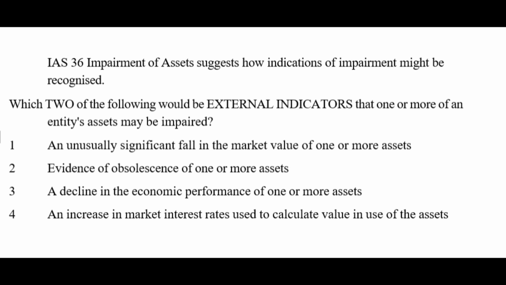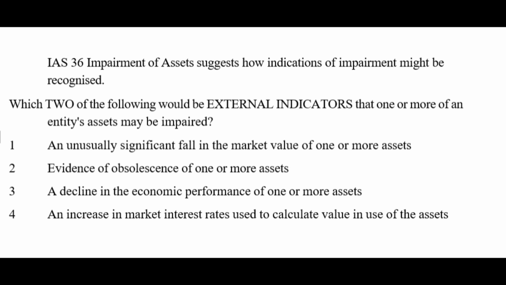Evidence of obsolescence of one or more assets: incorrect. Obsolescence is an internal indicator, usually arising from technological changes or how the entity uses the asset. Decline in economic performance of assets: incorrect. This is also internal, as it relates to how the asset is performing within the business, for example lower productivity or output.